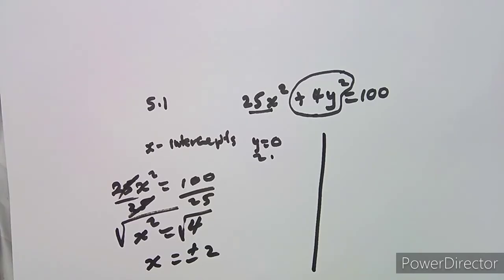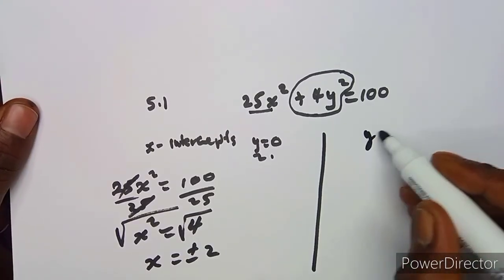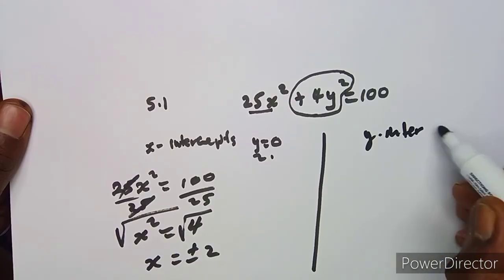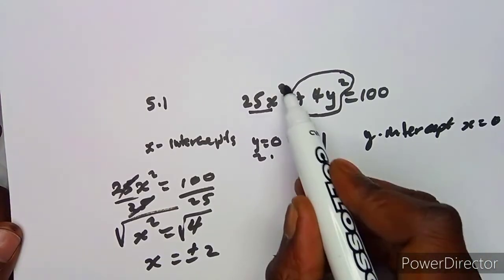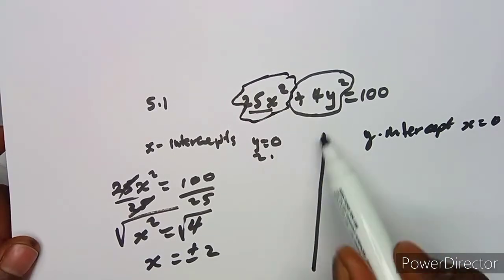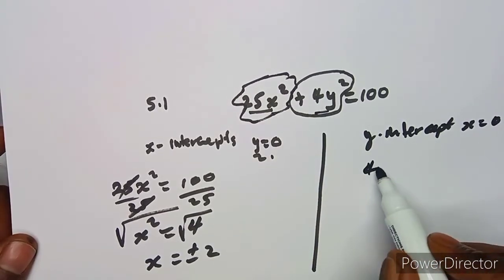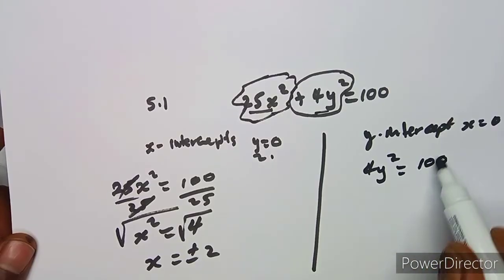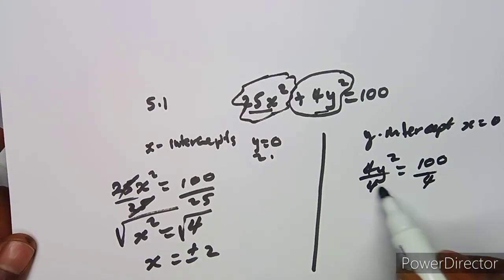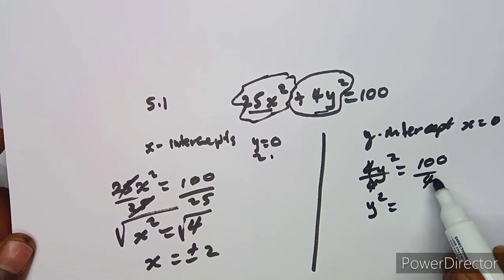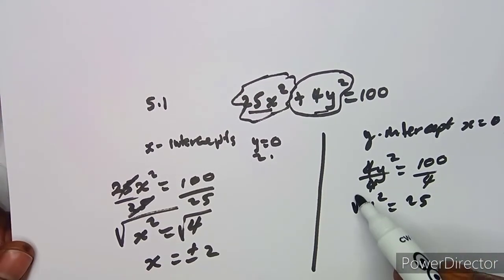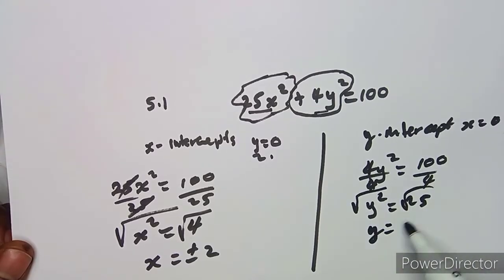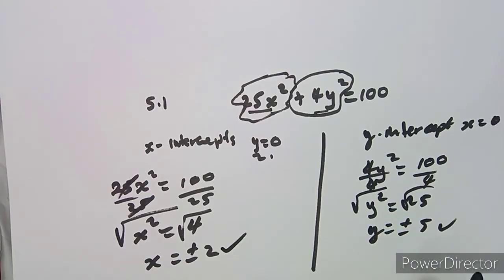And having the same concept, you are going to do this for the y-intercepts, which means x is equal to 0 this time. So this piece is no longer there this time. You're going to be left with 4y squared, which is equal to 100. Divide by 4 on both sides, that's going to be y squared equal to 25, because 100 divided by 4 is 25. So square root both sides, y is going to be plus or minus 5. So you've got the x-intercept and the y-intercept, guys.